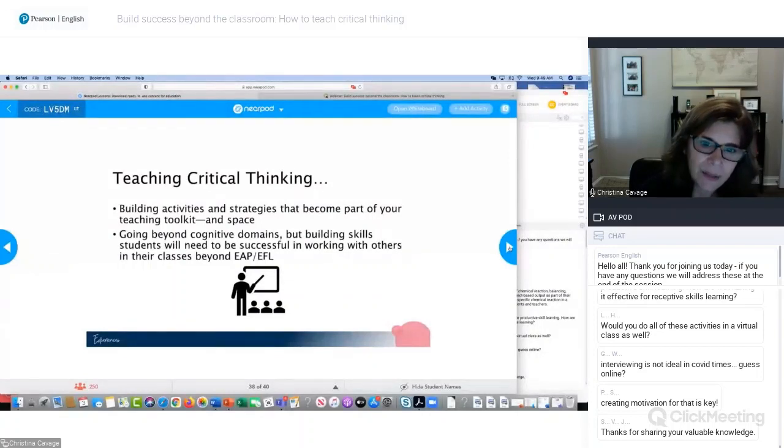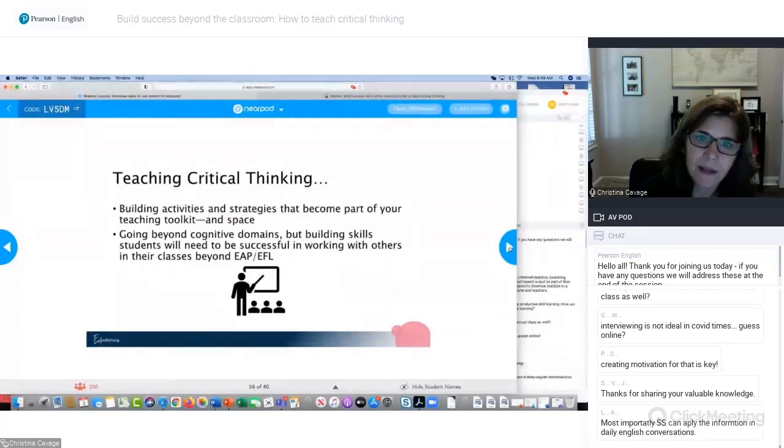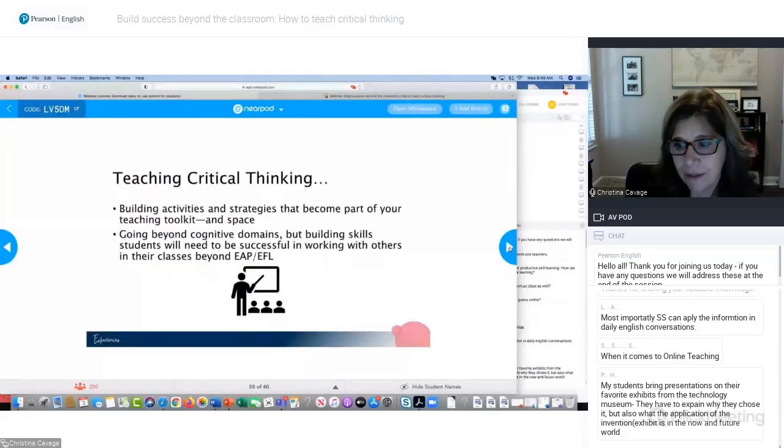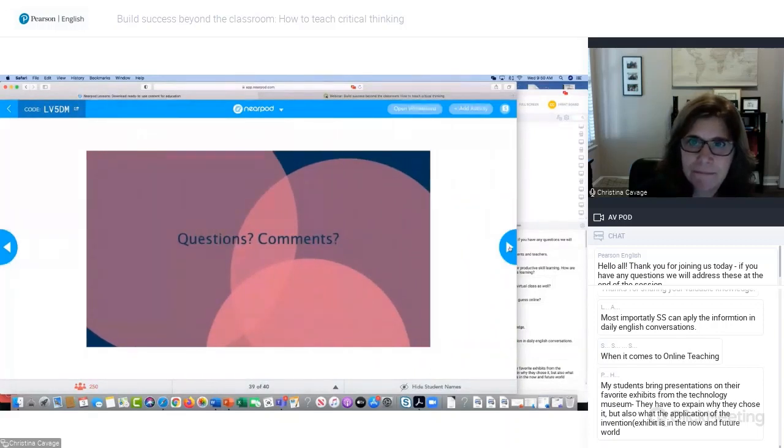And it goes beyond those cognitive domains. Students are building skills that they're going to need to be successful in working with others in their classes beyond their EAP or EFL classes. And so teaching critical thinking, again, making it part of your ideology.